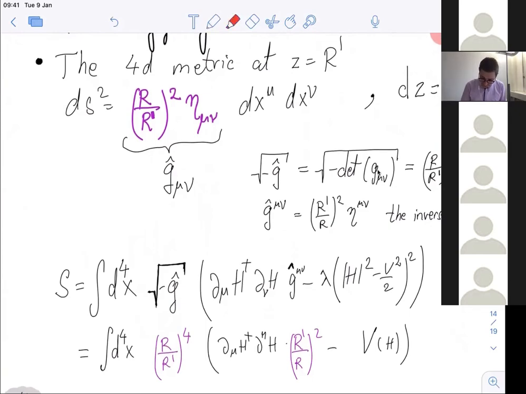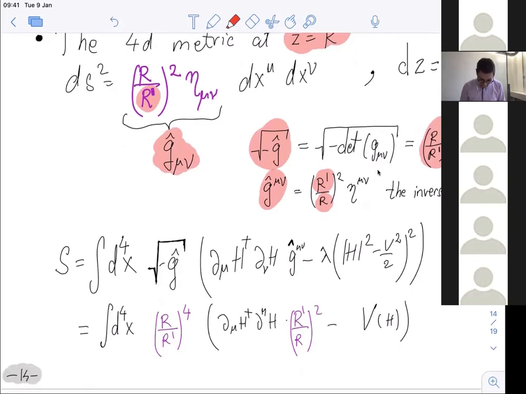Now the Higgs field will talk to the 4D component of the metric evaluated at z equal r prime. This is how this 4D component looks like, G hat mu nu. It will have this warp factor, r over r prime squared, times the flat metric. We can calculate the volume factor by doing the determinant, and this is r over r prime to the power of 4. From GR you would remember that when you raise the indices, the metric with raised indices is the inverse, so it is basically r prime over r instead of r over r prime.